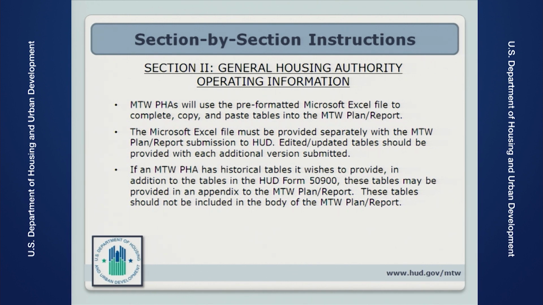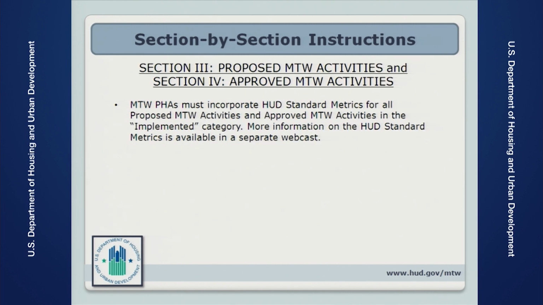If a PHA has historical tables that they want to provide, and I know this is something that we've had a number of PHAs express concerns about, it is quite all right to continue providing those tables. That doesn't mean that they can replace the tables that we require in the new form. The tables exactly as they appear from the new form need to be included in the plan or report. But any historical data tables that the PHA has can be included as an appendix in the plan or report and then referenced in the body of the document.